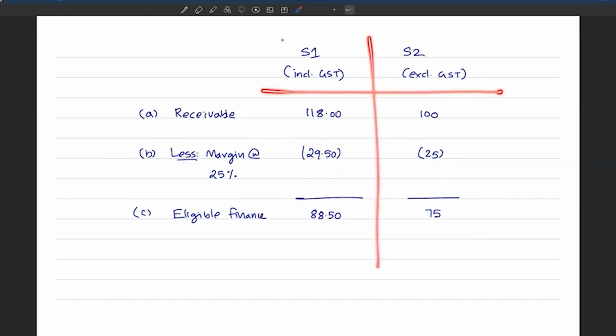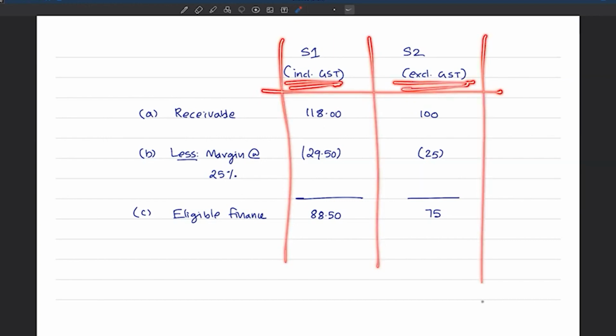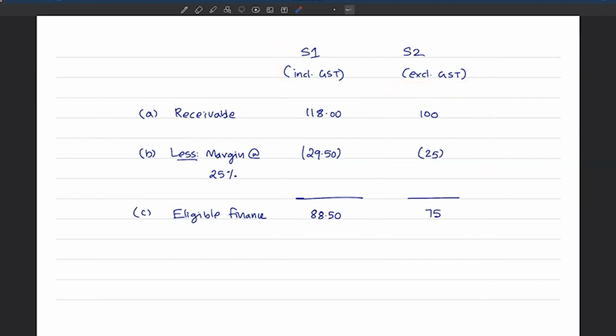Scenario 1, receivables include GST. Scenario 2, receivables exclude GST. So when receivables include GST, it is 118. When it is excluded, it is only 100. If this entire 118 is considered, then margin at the rate of 25% will be applied on this 118, which works out to 29.5. It means 118 minus 29.5, that particular borrower is eligible for 88.5.